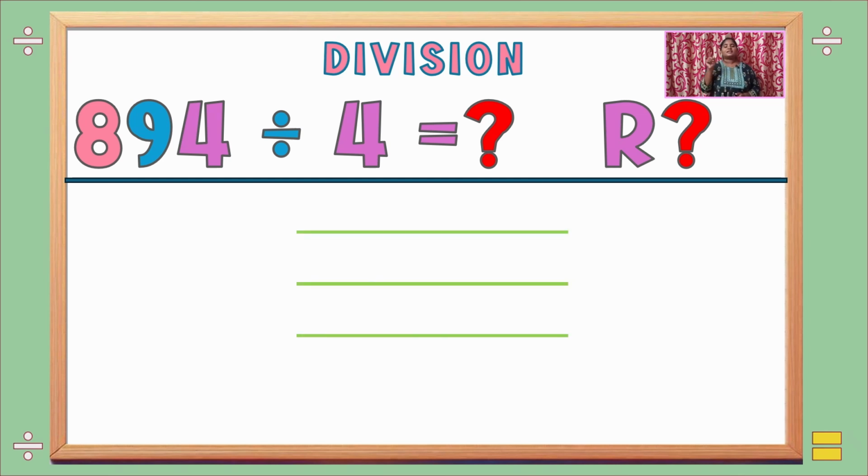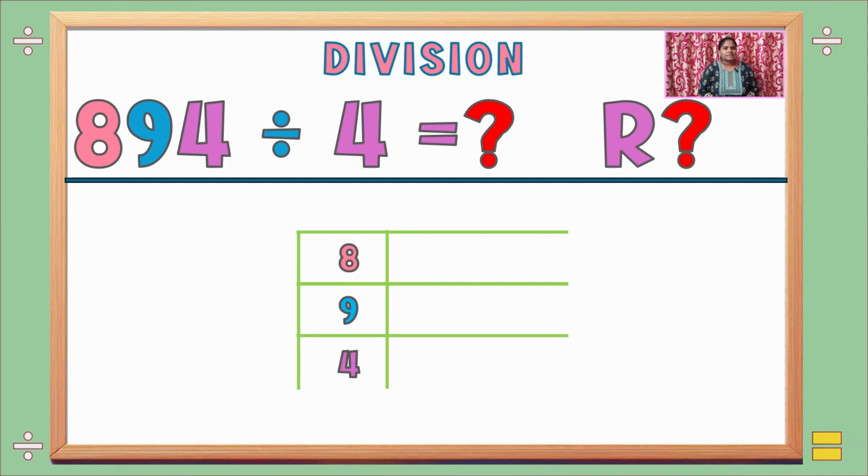Let's draw 3 horizontal lines and 1 vertical line as shown here. Now let's write the numbers in the vertical lines: 8, 9, 4. As it is a 3-digit number, we have drawn 3 horizontal lines. If it is a 4-digit number, you can go with 4 horizontal lines. But the vertical line should be only 2, as shown in the picture.